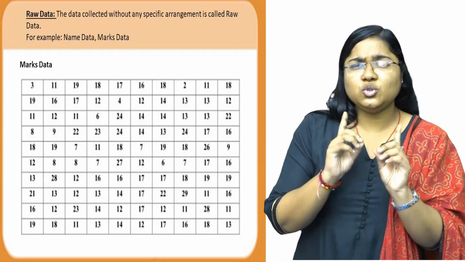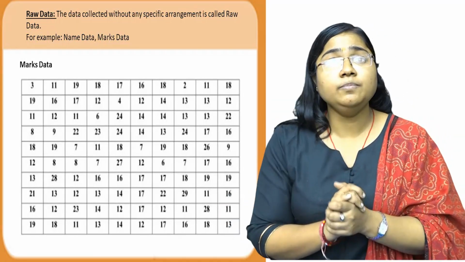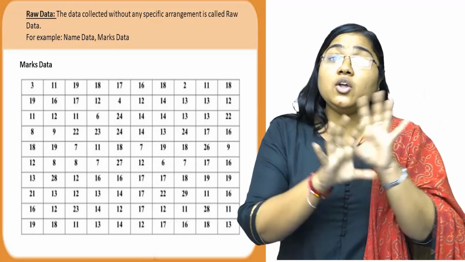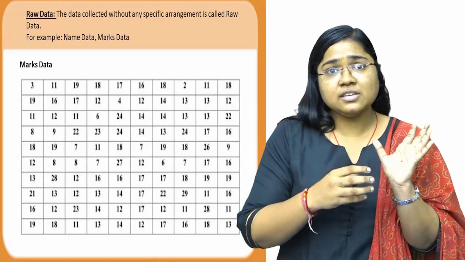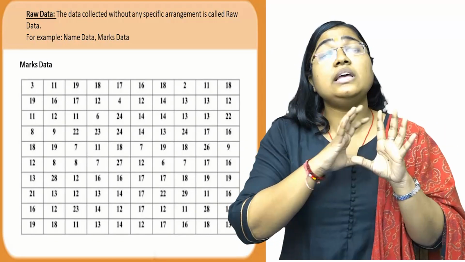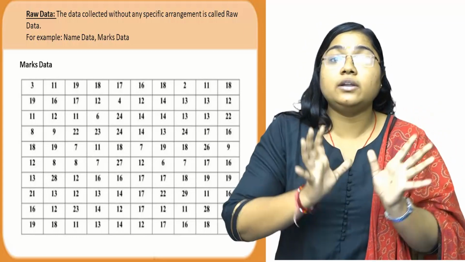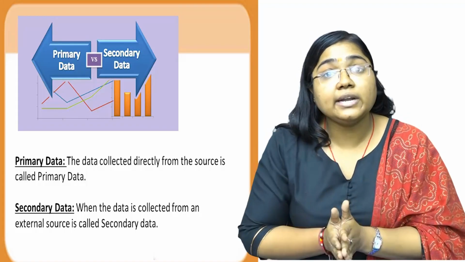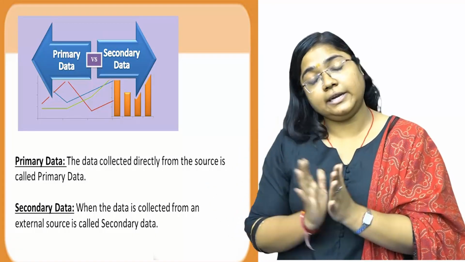So first of all, we should know one more term. The example which you are seeing here is the unorganized form of data. You can see we have just written the names, not in any order, just randomly. So this data is known as raw data. Raw data is the unorganized form of the data.